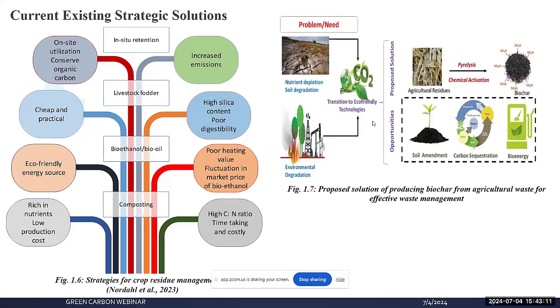So in order to combat nutrient depletion, soil degradation and also environmental degradation, we have to see the transition to eco-friendly technologies, where these agricultural residues can be converted into biochar through a process called pyrolysis. This biochar we can use as a soil amendment, for carbon sequestration and as biofuel.